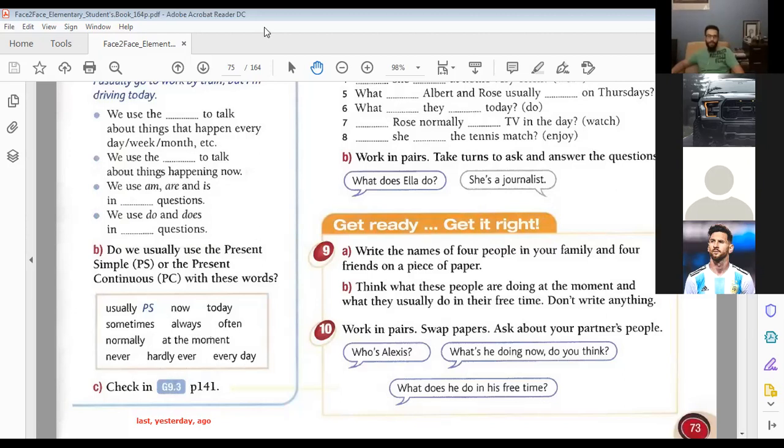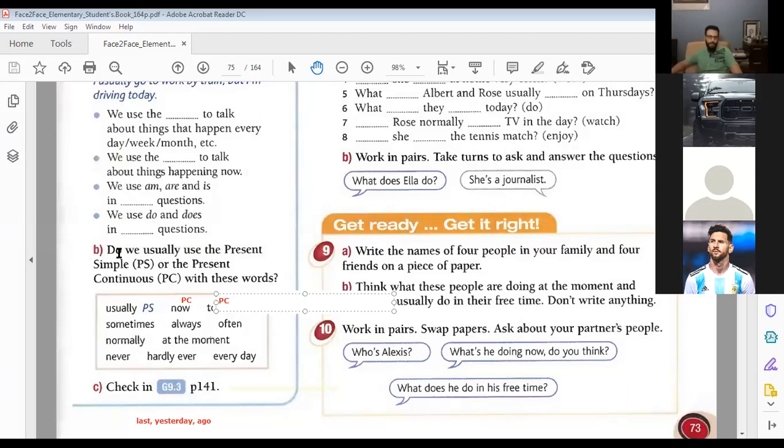Okay, so what about now? Present continuous. Correct. So if your friend asks you, what are you doing now? You can say, I'm watching TV. I'm playing a video game. I'm listening to music. Good. Today? Present continuous. Yes, today. So you can say, I'm playing football today.